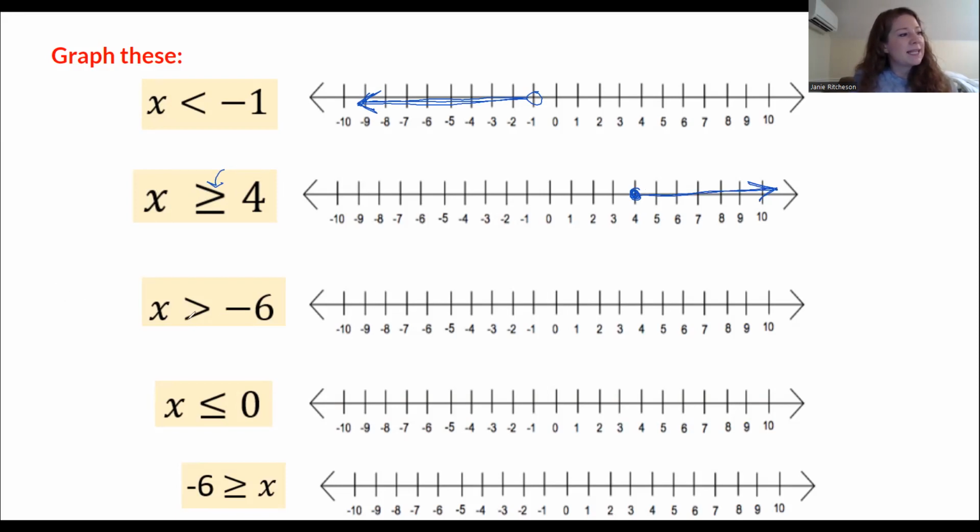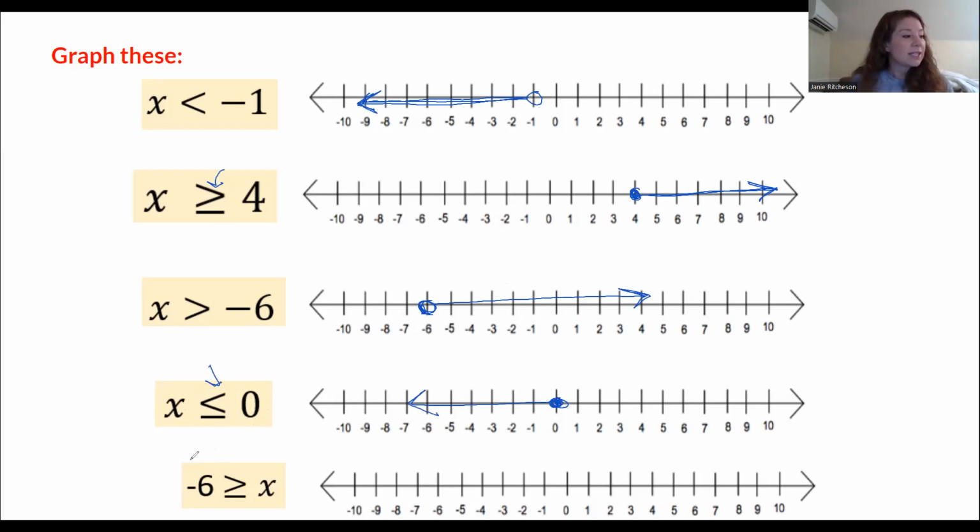The next one, x is greater than -6. Can x be -6? No, but that's where we start. We leave that circle open. And then we're going to make our arrow go to the right. The next one, x could be 0 or any number less than 0. So find your 0, fill it in, and your arrow is going to point to the left because that's what our inequality sign shows us.